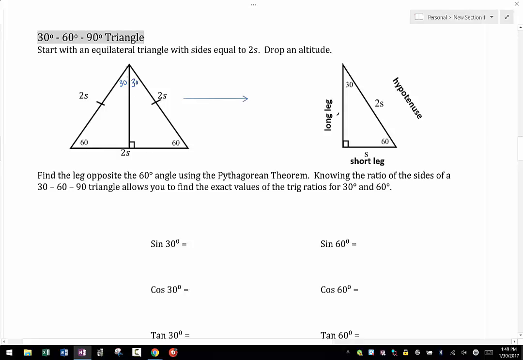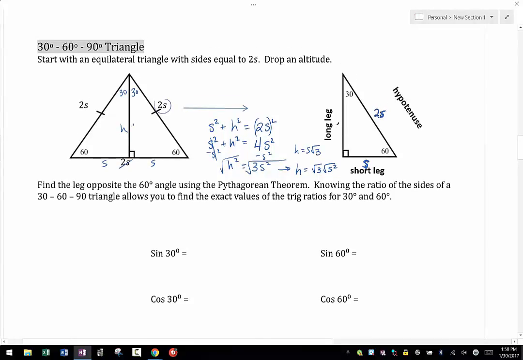Well, if this was 2s and I drop an altitude in an isosceles, it cuts that guy in half, which gives me a short leg of s, a hypotenuse of 2s, and now I need the longer leg. So I'm going to use the Pythagorean theorem here to find the longer leg. I'm going to call this the height. So a squared plus b squared equals c squared. This would be s squared plus h squared is 4s squared, because 2s squared is 4s squared. And then subtract s squared and have h squared equals 3s squared and square root it. I'm going to get h equals root 3 times root s squared. But root s squared is just s, so h is s root 3. That makes this height s root 3.